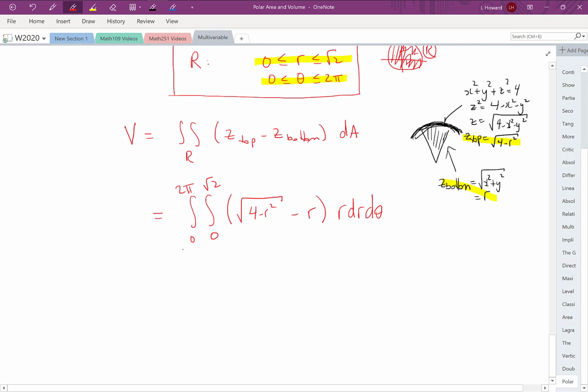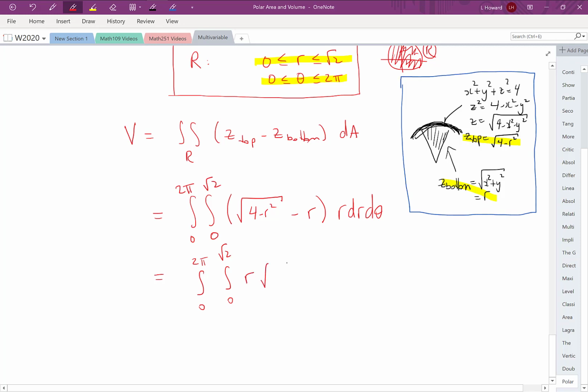So if the problem was just to set up the volume, then we would be done. But we're actually going to do the computation here and just practice the computation of polar double integrals. So first thing I would do is just multiply the r through the integrand before thinking about doing any integration. So we'd be integrating r times the root 4 minus r squared, and then that would be minus r squared. That's going to get integrated with respect to r and then with respect to theta.